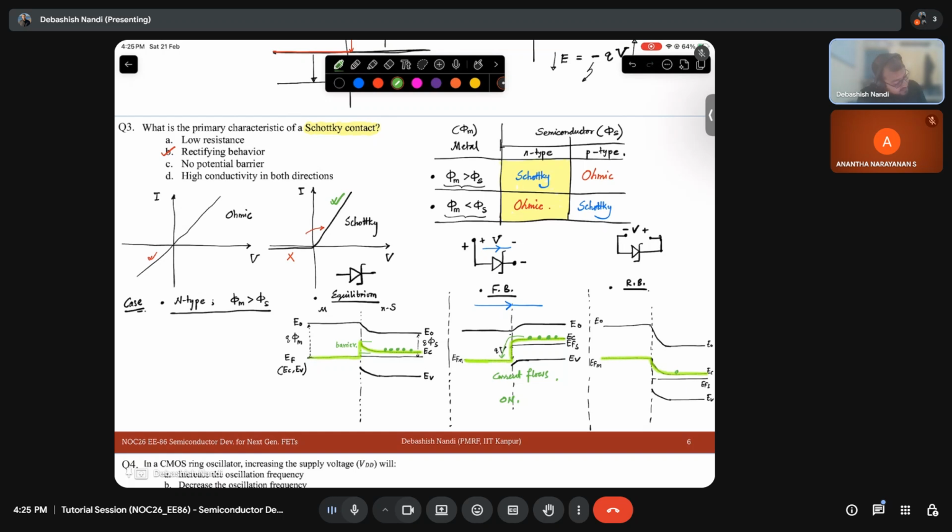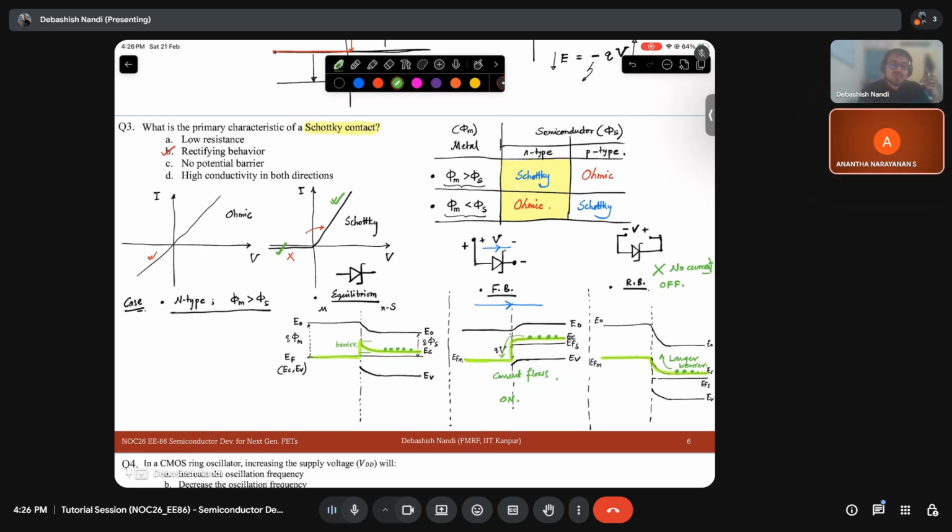So the electrons at this place will see a much larger barrier, so electrons will not be able to cross. That creates an off state, or no current. That creates this case. So this is what you call a rectifying contact.